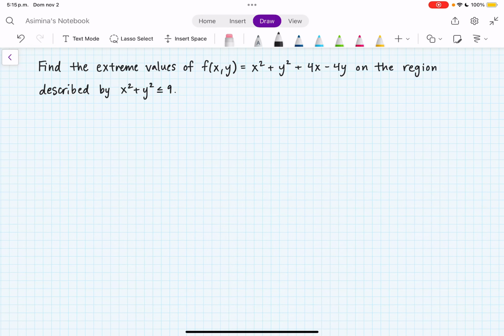In this video, we are going to find the extreme values of f of x, y equals x squared plus y squared plus 4x minus 4y on the region described by x squared plus y squared is less than or equal to 9. To do this, we're going to want to use the method of Lagrange multipliers. So what is that?